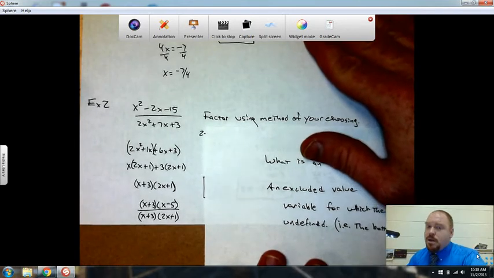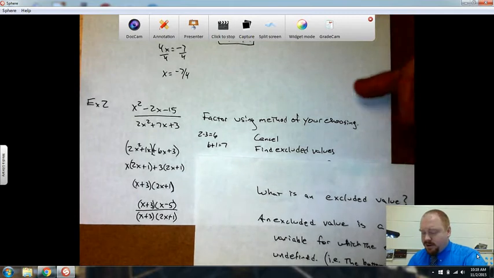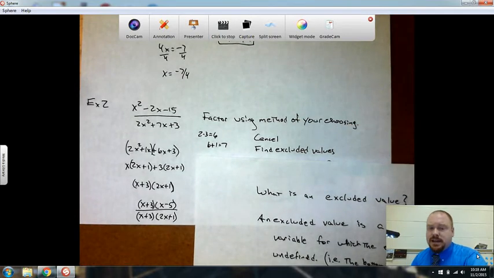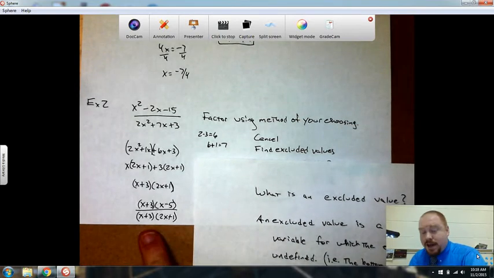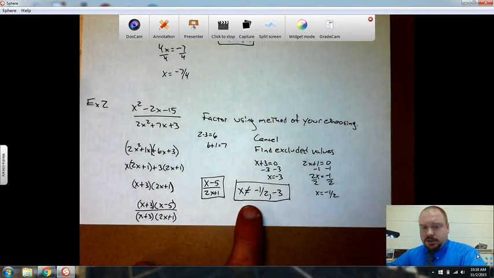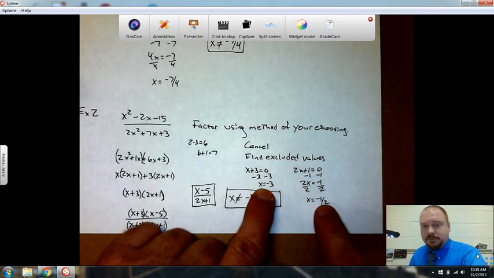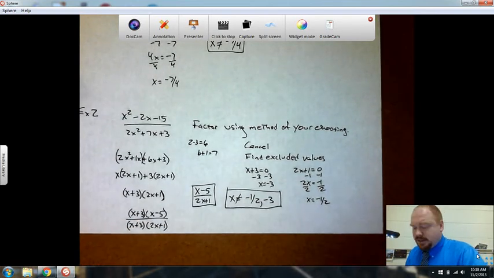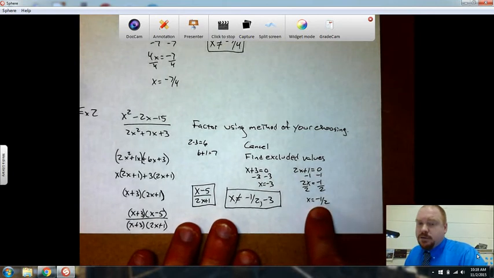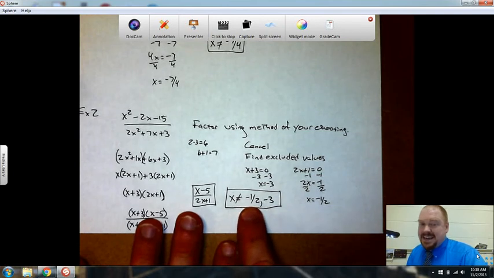However, we must list our excluded values. So, we've factored, we've canceled, now it's time to list the excluded values. Now I have to go back to this expression here, and I'm going to set each of these on the bottom equal to 0. Again using the method of your choice, we'll get x equals negative 3 and x equals negative 1/2. Although that's kind of a misnomer, because really x can't equal those.